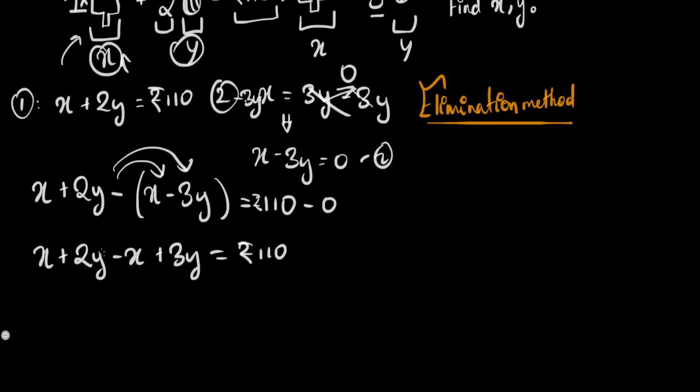Okay, what I find is there's x and minus x, so at some point of adding, effectively x won't exist. So there's no reason to calculate x. So I'm gonna cut x because that will give me 0. Alright, 2y plus 3y gives me 5y is equal to rupees 110.